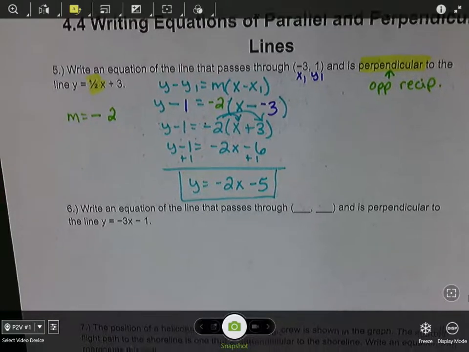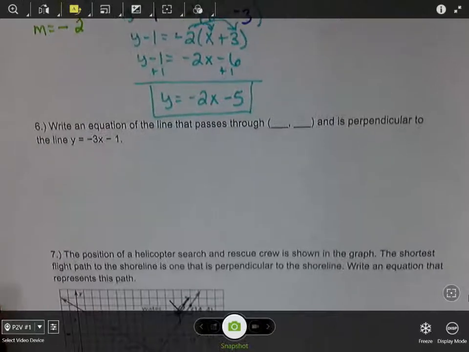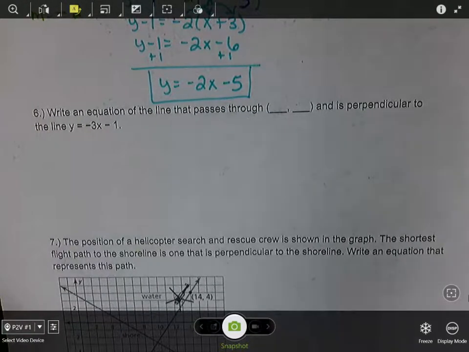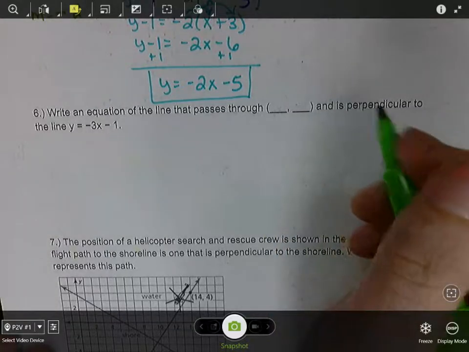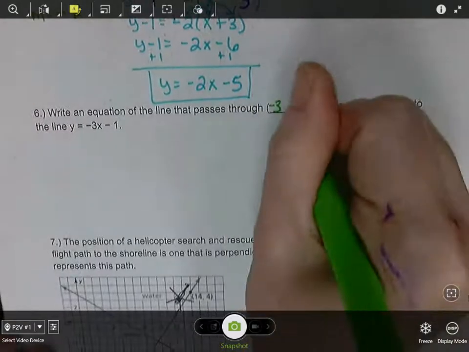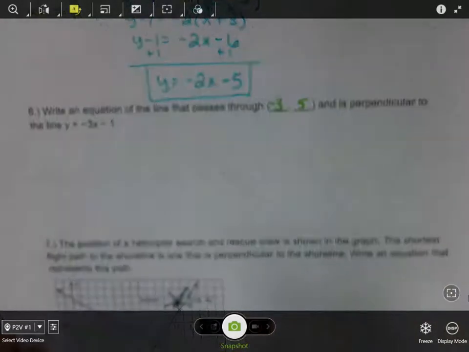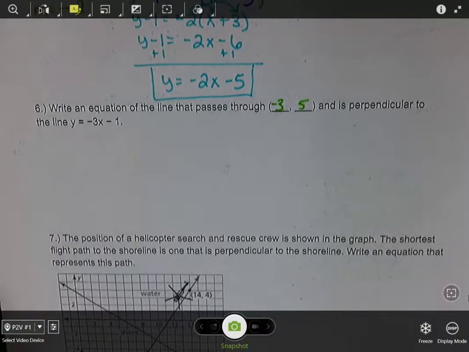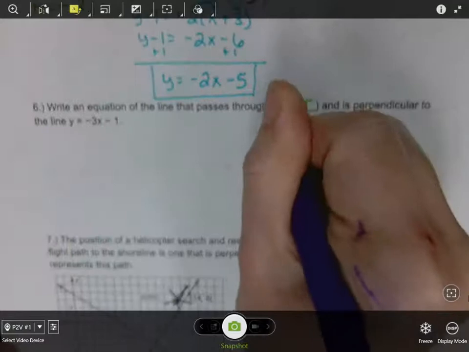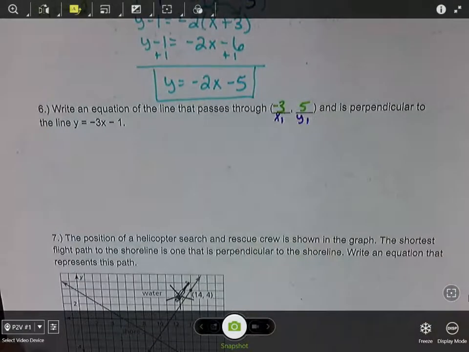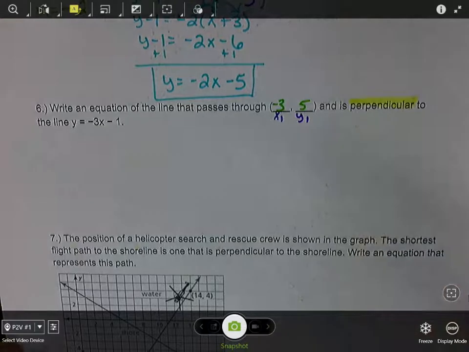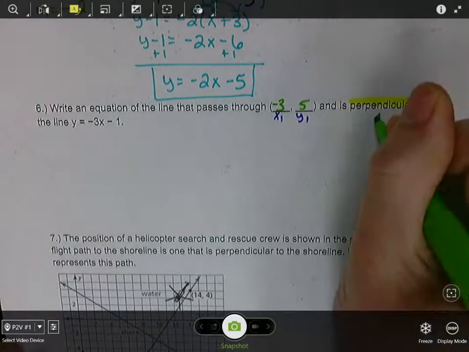All right, number 6. Write an equation of the line that passes through the point (-3, 5) and is perpendicular to the line y equals -3x minus 1. Okay. All right, so again, this is going to be our x1, y1, and we need to figure out our slope. Notice it says perpendicular. So my slope is going to be the opposite reciprocal.